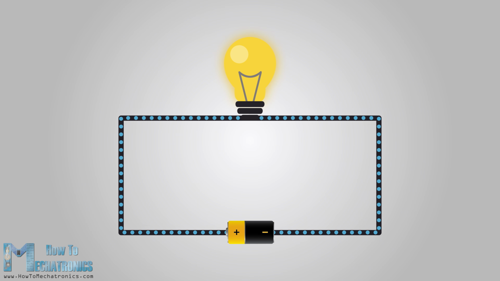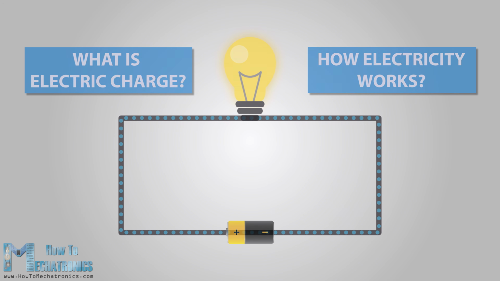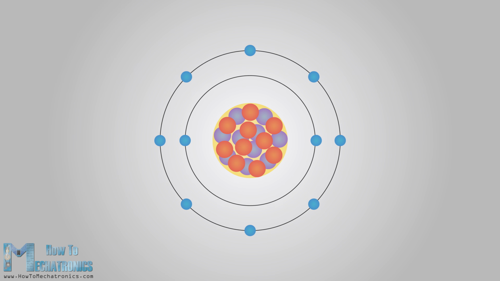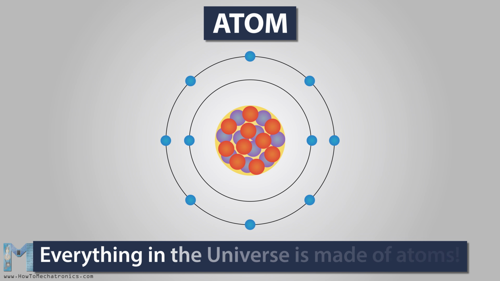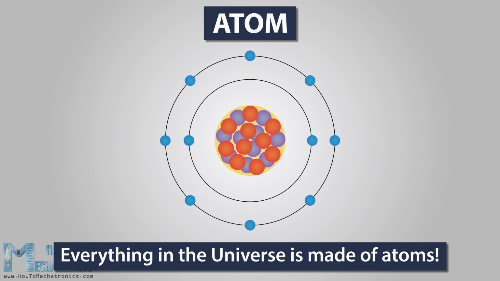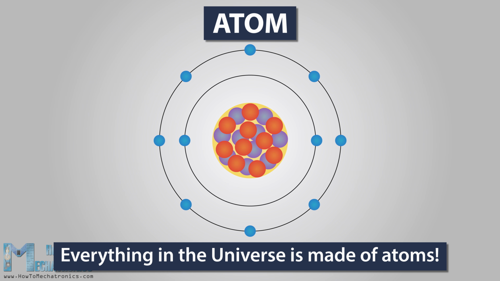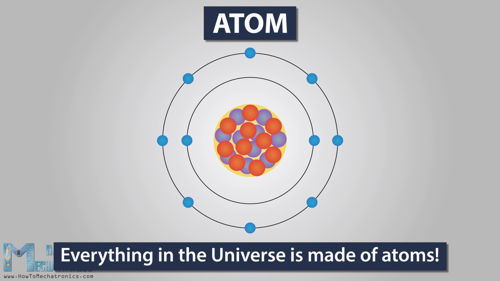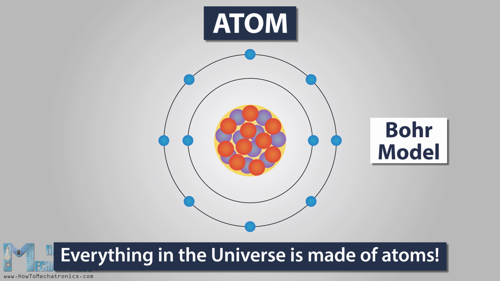In this video, we will learn what electric charge is and how electricity works. To understand electricity, we need to start with the atom. Matter is made of atoms. We are made of atoms. Everything in the universe is made of atoms. An atom cannot be seen with a naked eye, so we will use a simplified model which can help us understand the structure of the atom. This is called the Bohr Model.